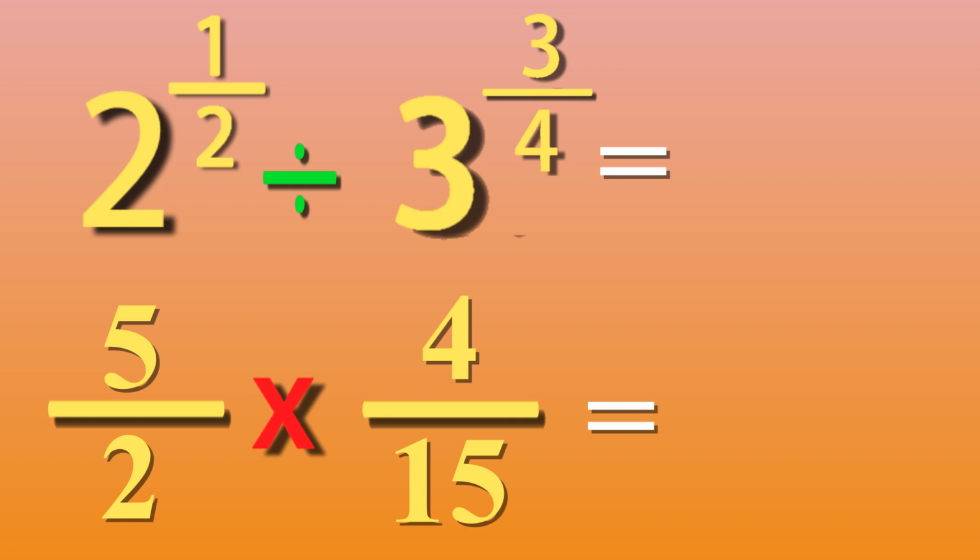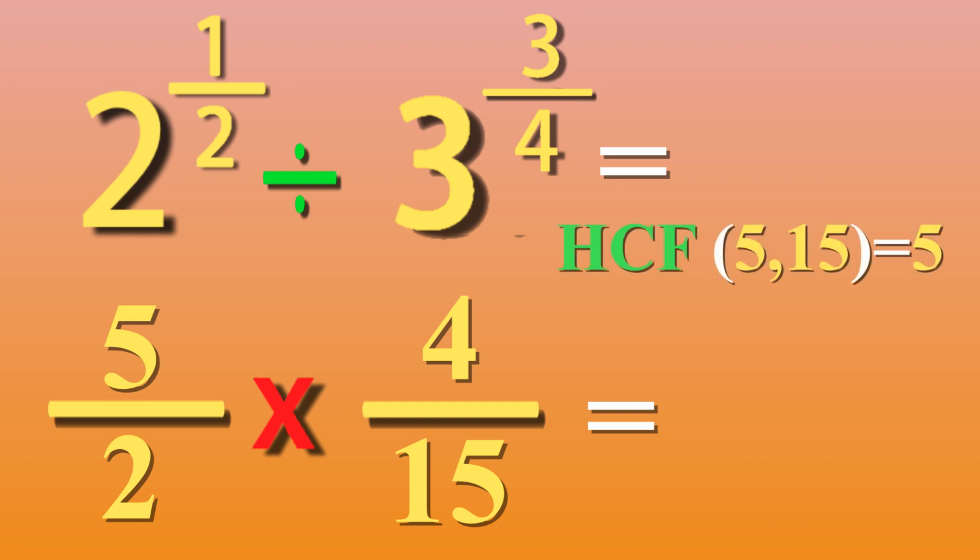The left hand side numerator and the right hand side denominator, 5 and 15, share a common factor, 5, and it is the only factor they share, which means it's obviously the highest common factor. We can divide both of these numbers by 5. 5 divided by 5 equals 1 and 15 divided by 5 equals 3.